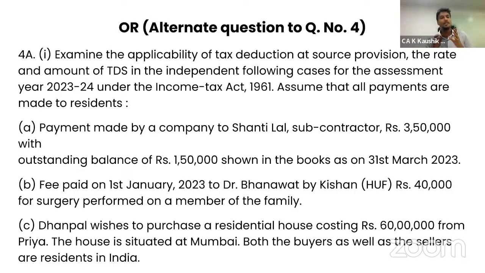Point number 3, Dhanapal wishes to purchase a residential house costing rupees 60 lakh from Priya. The house is situated at Mumbai. Both the buyer as well as the seller are resident in India. So this provision applies to resident purchase. Hence, 194IA is applicable. Section 194IA very clearly says that if the value of the house property purchase is more than 50 lakhs, the stamp duty value of the property.